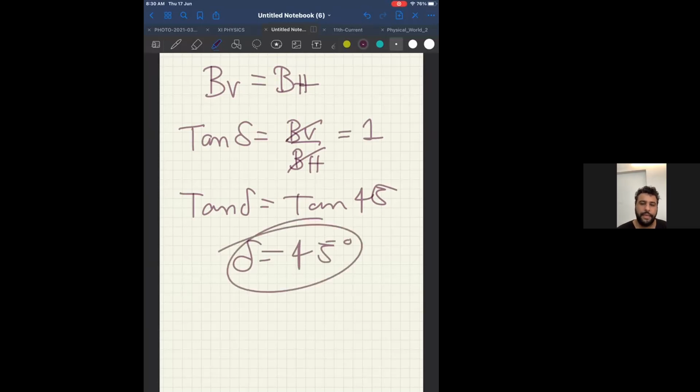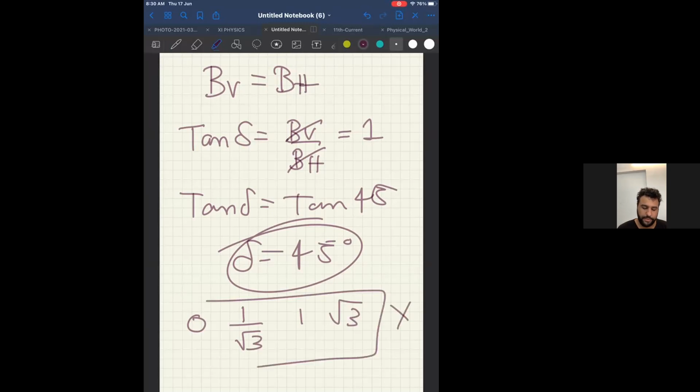Whenever such questions come, your answer will be either 0, 1 by root 3, 1, or root 3. This usually does not come. You will have these answers. So last time you had this answer, remember? In this question, you had this answer. So you should understand the similarities of the questions. Now, magnetic equipments we'll have to do later in some other chapter.